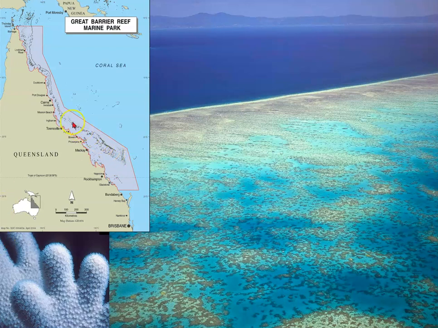The largest coral reef in the world is the Great Barrier Reef off the coast of Australia. And it's actually offshore. There's some areas that have some coastal coral, but for the most part, you've got to take a boat out to get to it.